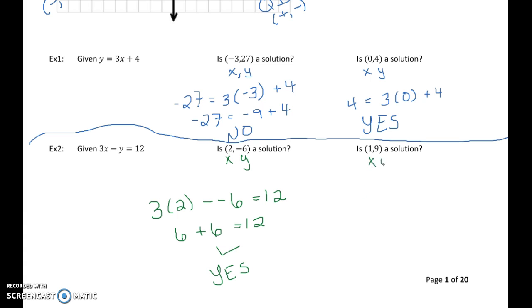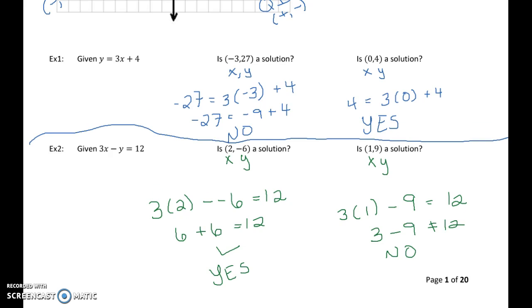Here we're going to see if (1, 9) is a solution. So 3 times 1 minus 9, we want to see if that equals 12. 3 minus 9 does not equal 12. So no, that is not a solution. Nice and simple, just practicing plugging in an ordered pair into your given equation to see if it is a solution.